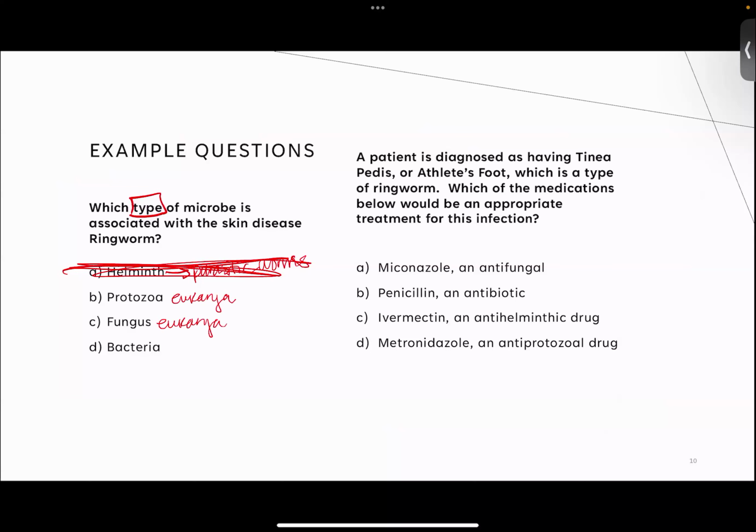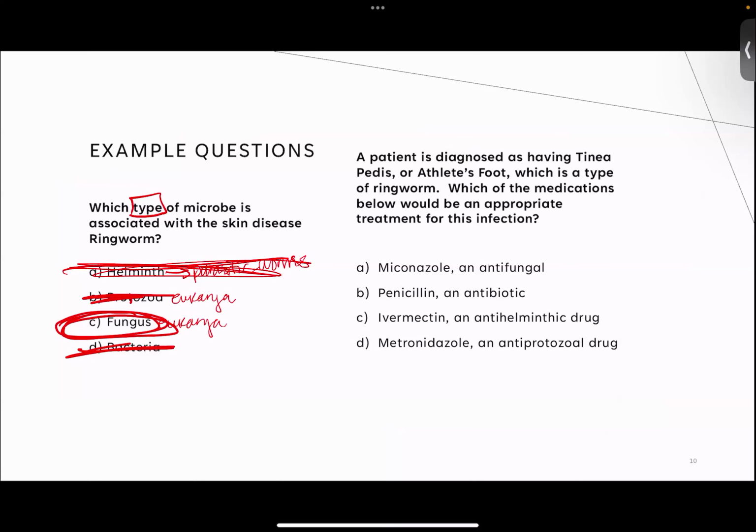But do they cause ringworm? They don't, because we know it's caused by fungus. We just drilled that into your head repeatedly. So it's not going to be bacteria either. So this is just a matter of remembering ringworm is caused by fungus. I don't know what else to say about it.